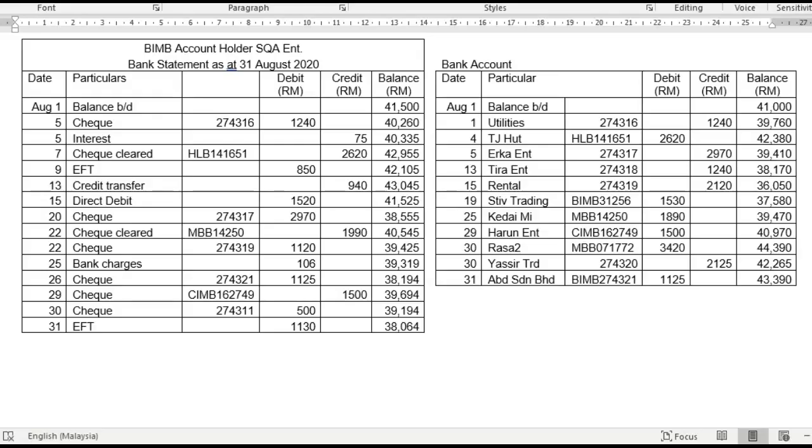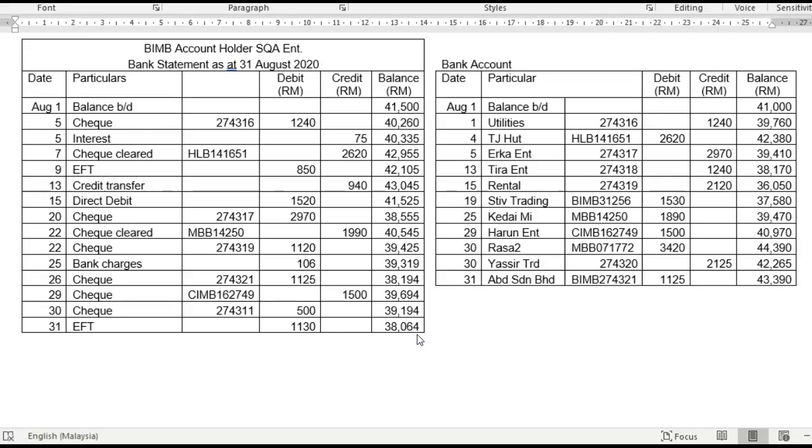Let's have a practical example on how to do the bank reconciliation statement. Okay, let's say you have the bank statement. You are given, on the left side, the bank statement, and on the right side is your bank account. Now, the first thing to do is to identify the closing balance of the bank statement. Here it is 38,064. That is the closing balance for 31st August 2020 for the bank statement of SQA Enterprise.